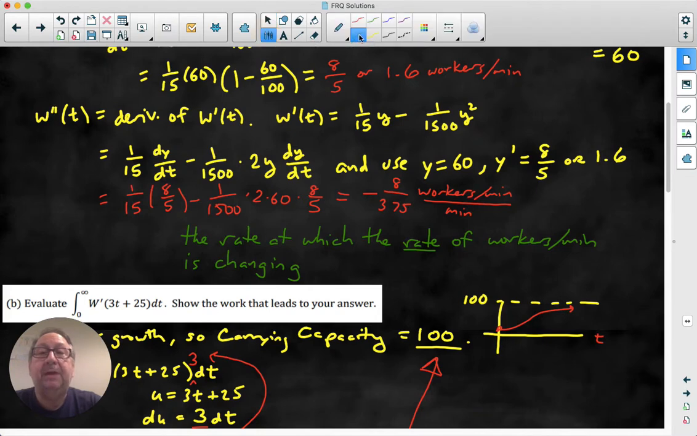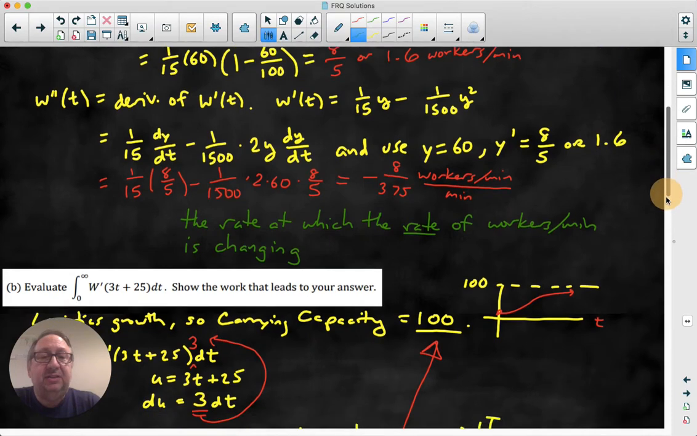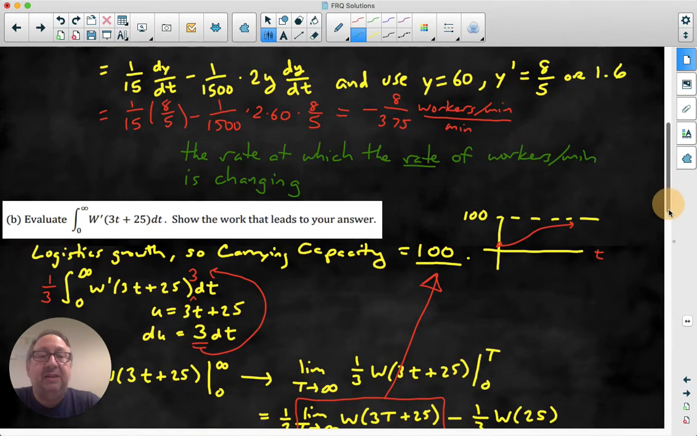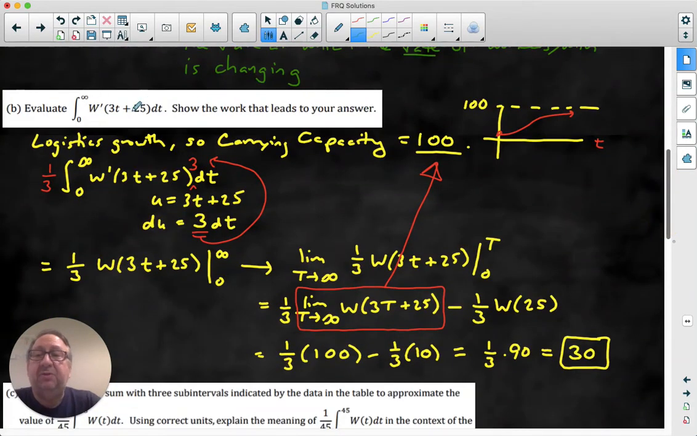Okay. Let's move on to part B. Part B asks us to evaluate this integral, but this is an integral that goes from 0 to infinity. So this is an improper integral. We're going to have to deal with that. But we're integrating w prime. Now we know when we integrate w prime, we just get w. So that's actually a helpful thing, and we have a table of w values. We are supposed to show all the work.